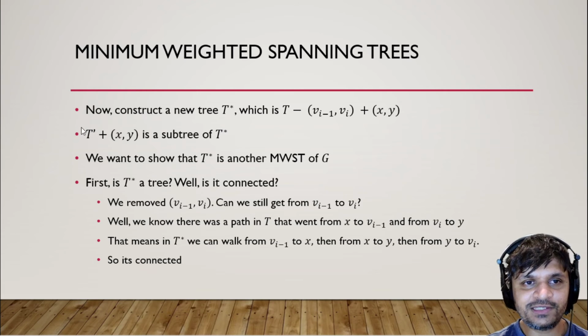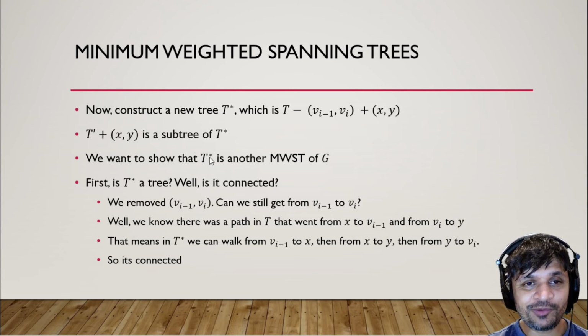How do we know that? Well, T prime was a subtree of T, right? And the only thing that stopped T prime plus xy being a subtree of T is that T didn't have xy, but T star does have xy. So that means T prime plus xy is a subtree of T star. So what we're going to do is show that T star is a minimum weighted spanning tree of G. Because if we can do that, then T prime plus xy is a subtree of a minimum weighted spanning tree, in particular the minimum weighted spanning tree T star.